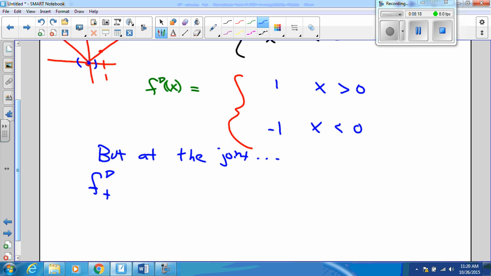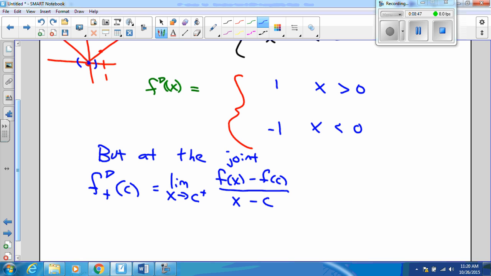Let's define a derivative from the right, f prime plus, right at the joint where the two pieces come together. f prime plus at c is going to be the limit as x goes to c from the right of f of x minus f of c over x minus c. Notice that I'm using the alternate definition of the derivative, but I'm considering the limit only from one side.